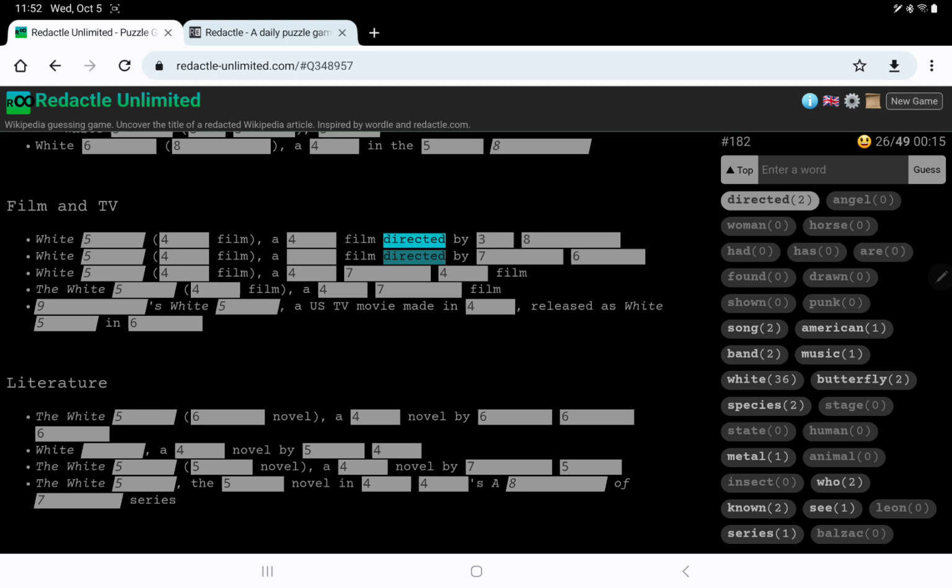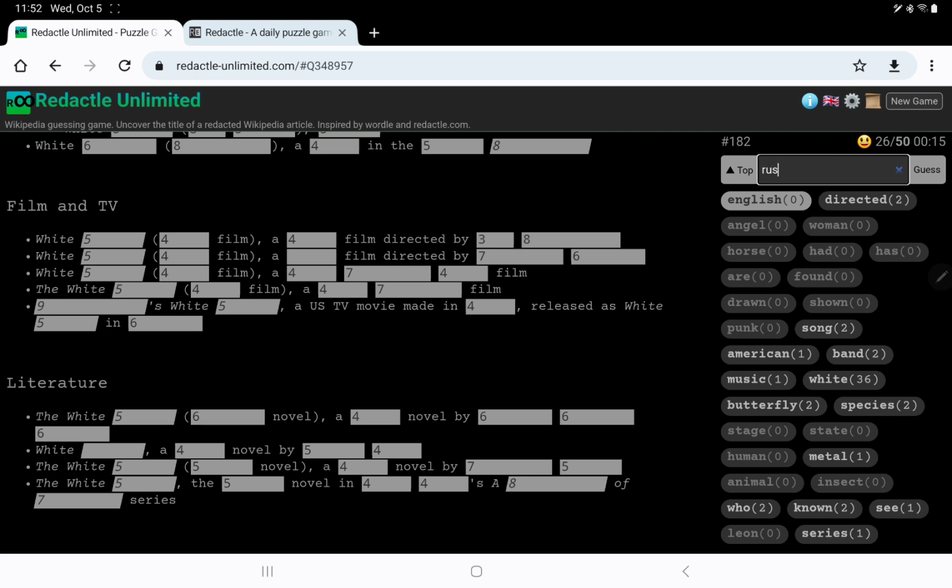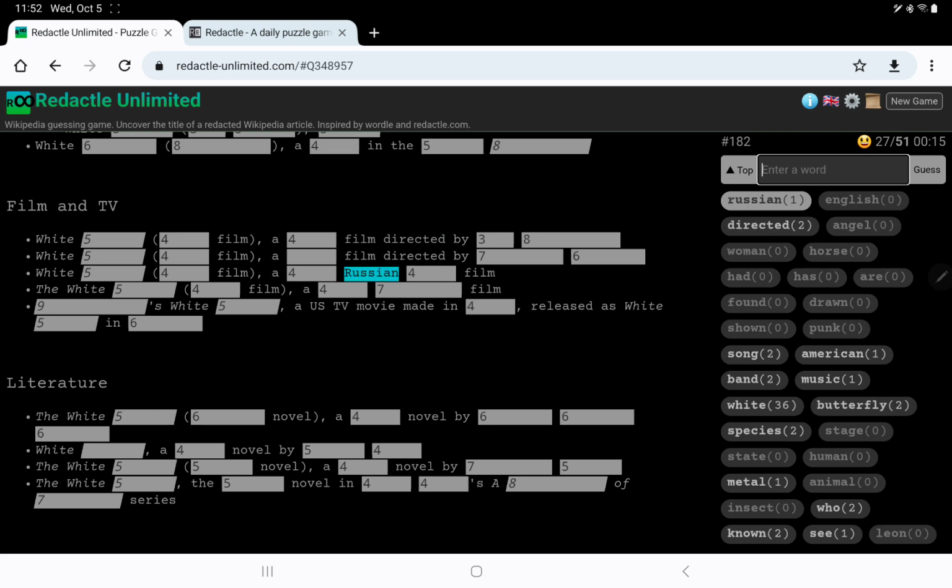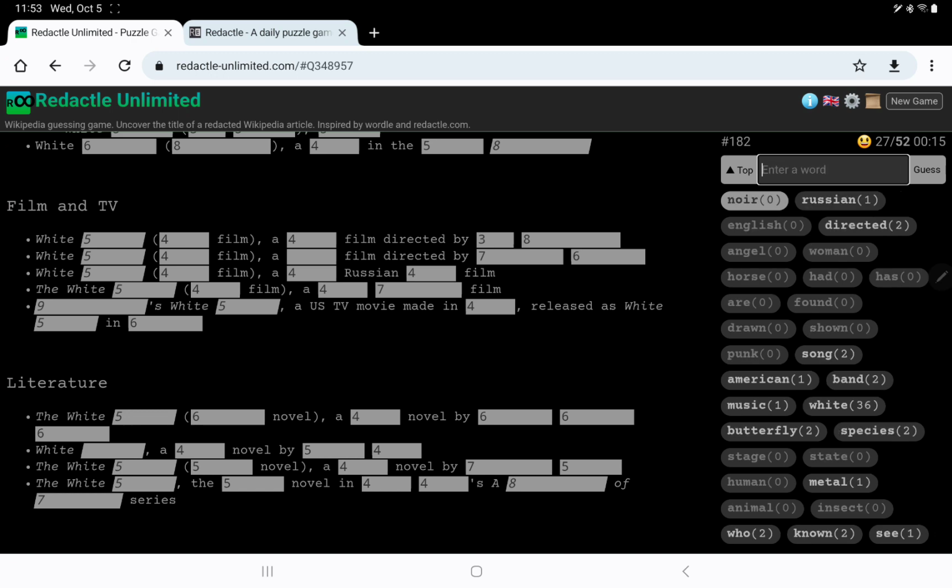These last few do not say who they're directed by. So, but I would think A4 is the year again, and then 7/4. I think this might be a different format. I think it might be English. No, Russian. Oh, it is Russian. A Russian something film. Trying to think of genres that have 4 letters. Could it be noir?